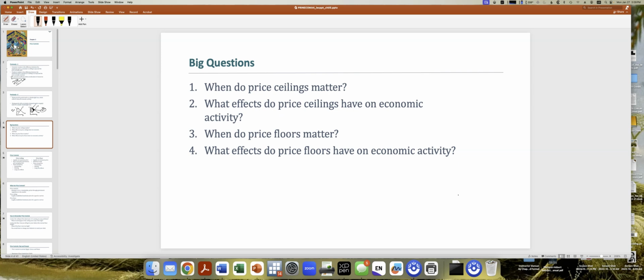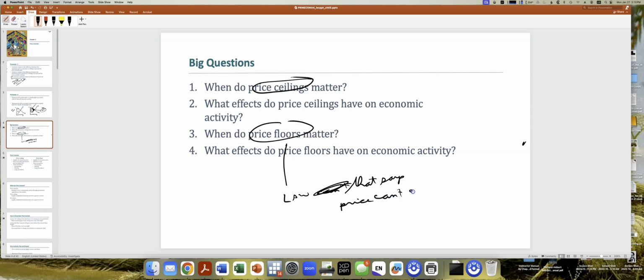Now, what we need to do in this chapter is talk about how that understanding of consumer surplus and producer surplus affects things when we have price ceilings occurring, as well as price floors occurring. Those are the two types of price controls that are imposed: a price ceiling and a price floor. And what we're going to see here is that a price floor is a law that says price can't go any lower, and the price ceiling is a law that says the price can't go any higher.